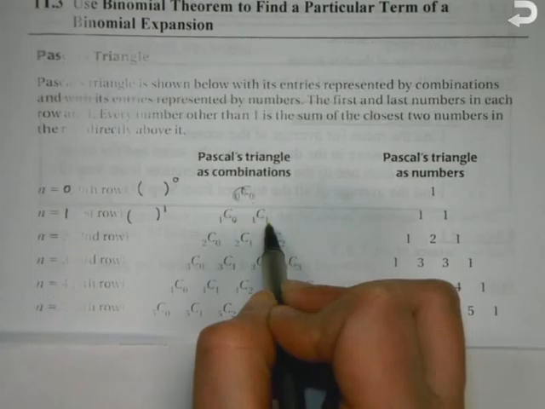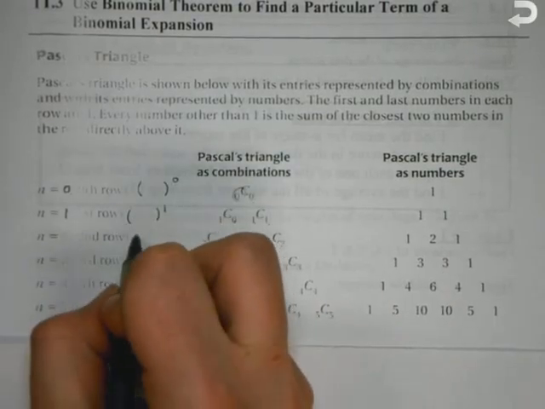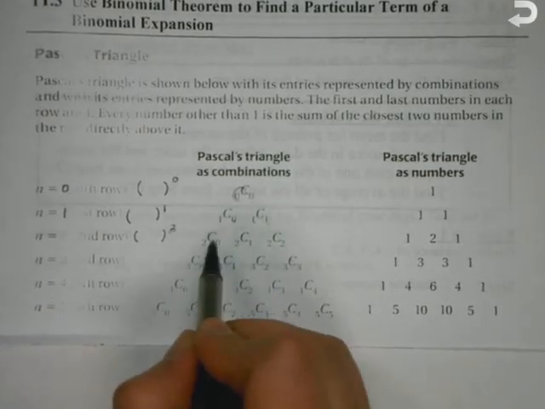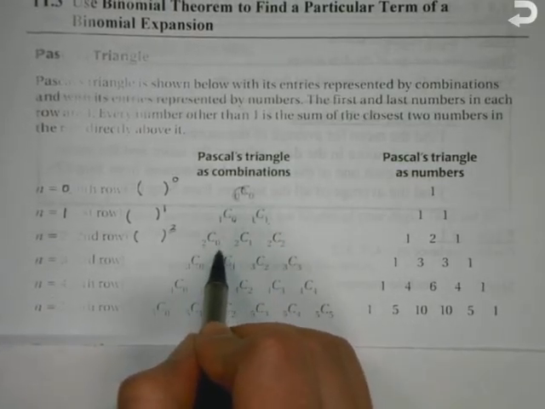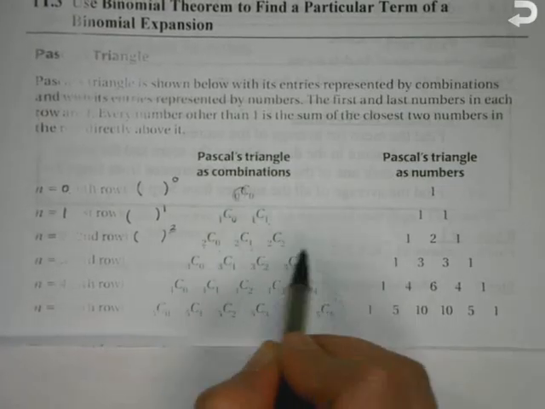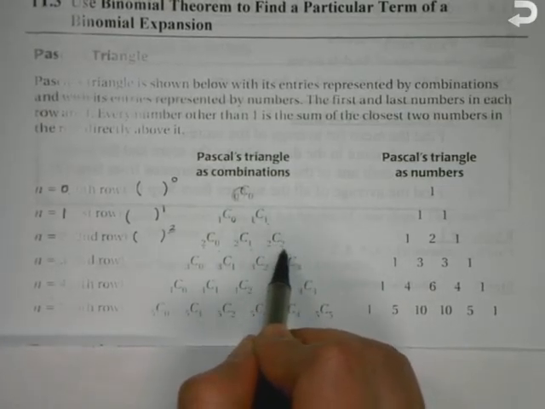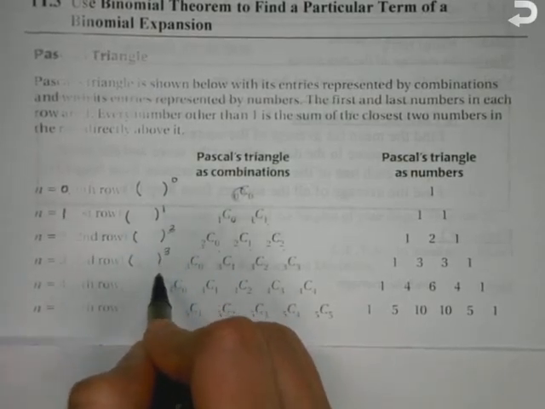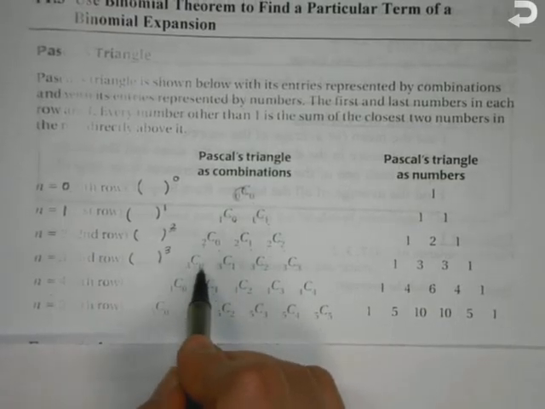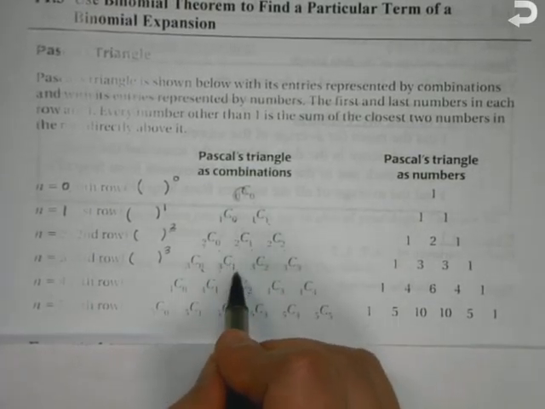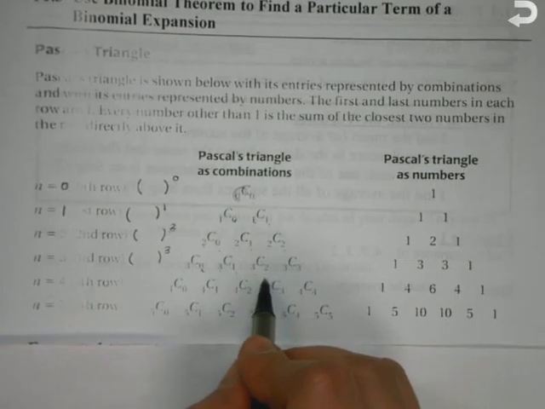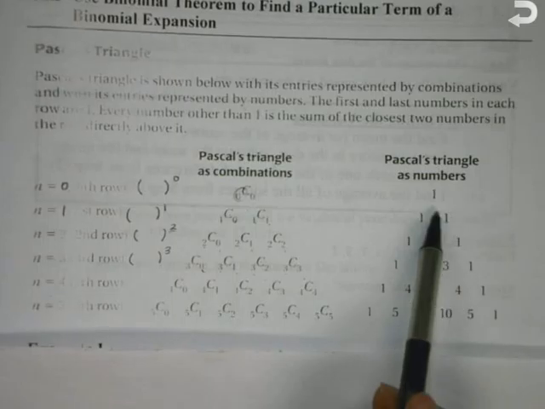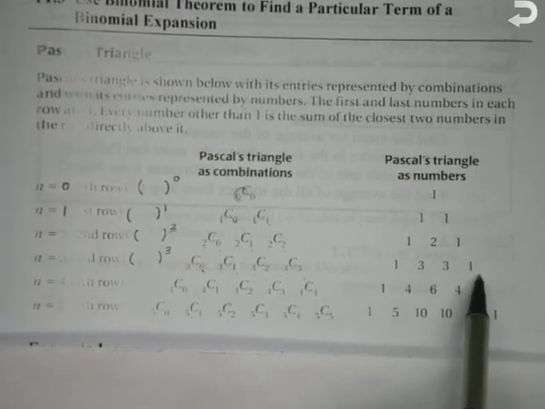Are you guys seeing a pattern here? When my binomial exponent is 2, I have 2 combination 0 as my first term, 2 combination 1 is the next, 2 combination 2 is the next term. What about when my binomial n equals 3? So my exponent is 3. First term is 3 combination 0. Next term is 3 combination 1. Next one is 3 combination 2. And the last one is 3 combination 3. And I guarantee if we were to do these combinations, we would get the numbers in Pascal's triangle. So this is just a different way of representing them.